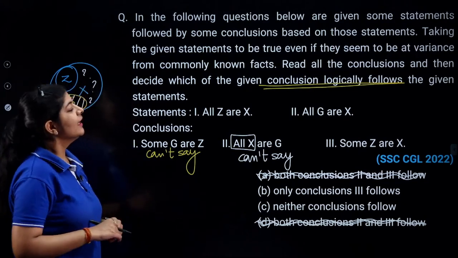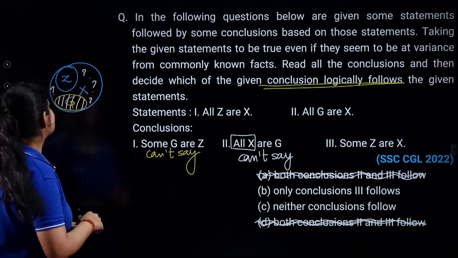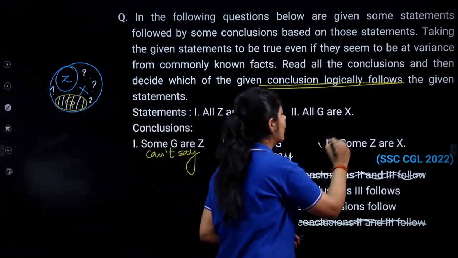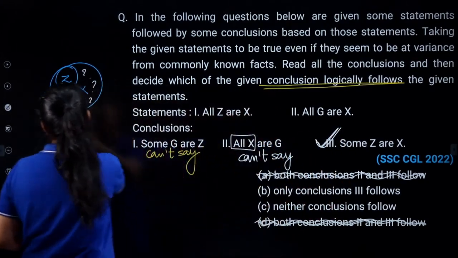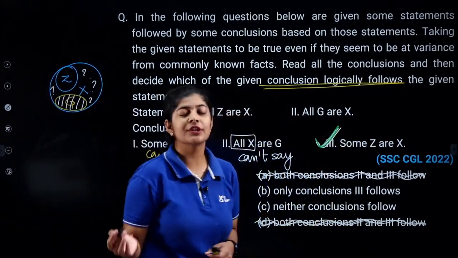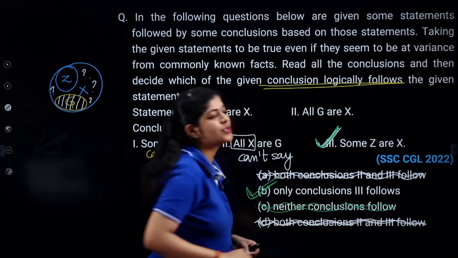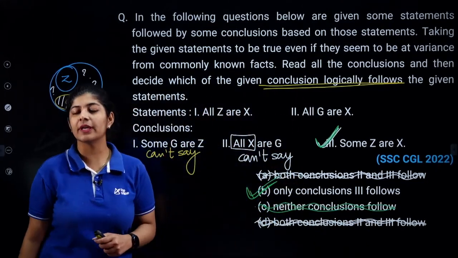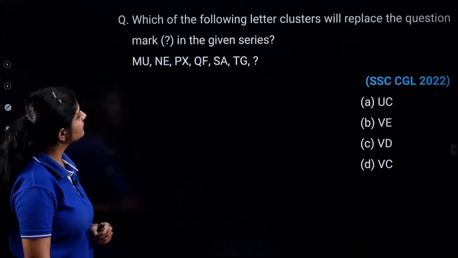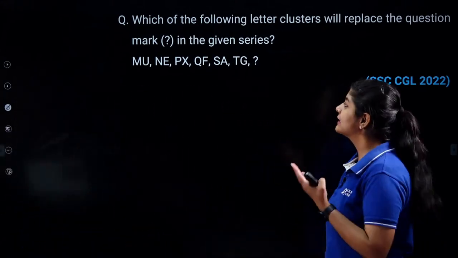Now the third one, some Z are X. Yes, basically Z belongs to X only. So this conclusion is correct. The third conclusion is correct. So if the third conclusion is correct, then option number C is eliminated and the correct answer is option number B. And the correct answer over here is your option number B. Clear? Next one.